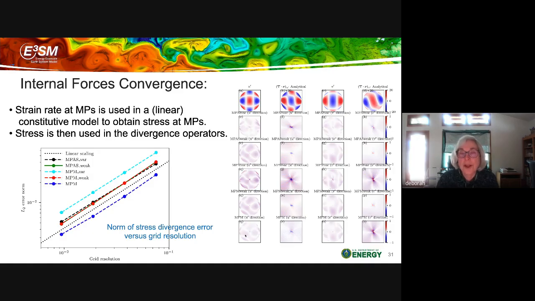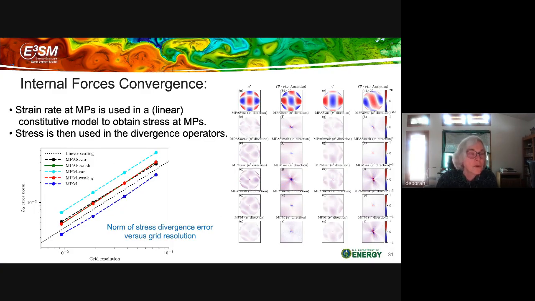And these are the various implementations. The first two are actually the original MPAS variational weak formulation. The next two rows are the MPM variational and weak formulations. And the last one is our MPM-based stress divergence operator. And here you can see that there is some bias around that change in cell geometry in all of these.